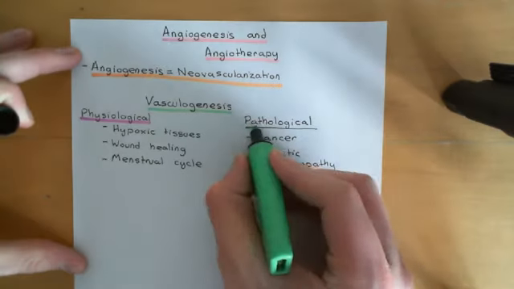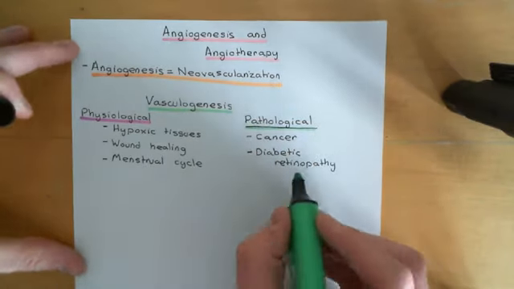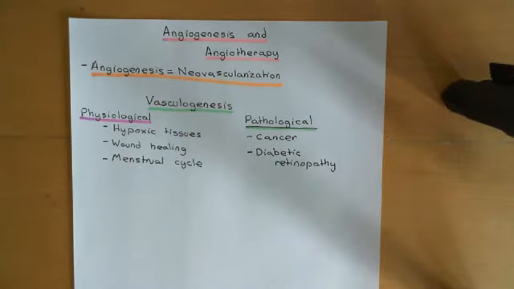So those two both involve angiogenesis big style, basically, and as I say, right at the end we'll look at angiotherapy for both cancer and diabetic retinopathy, because there is a drug that is now used clinically which does exactly this. It inhibits angiogenesis, and it's used in both of these conditions. So that's an overview of where angiogenesis is important in medicine.